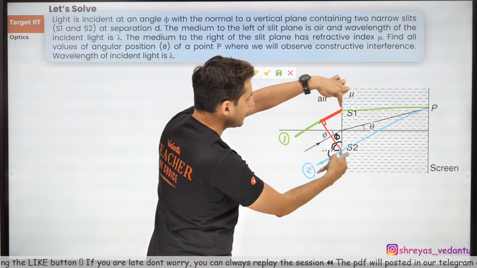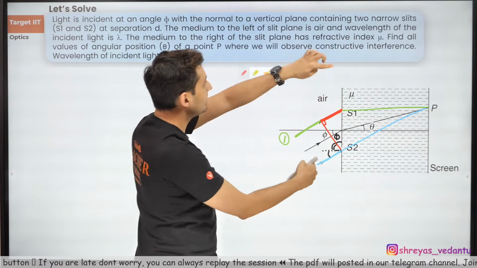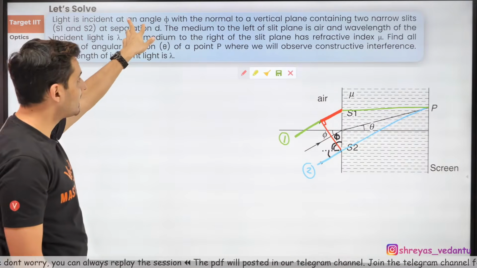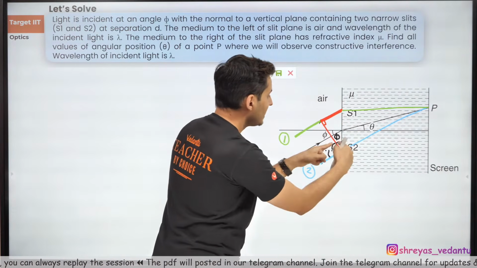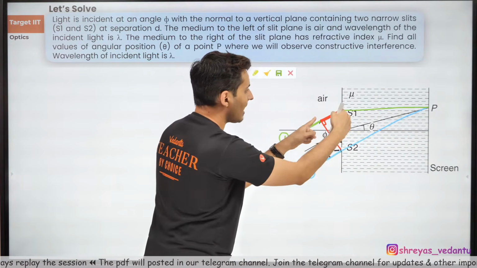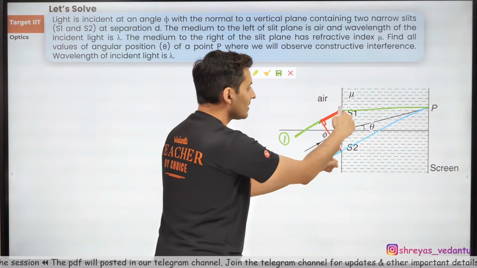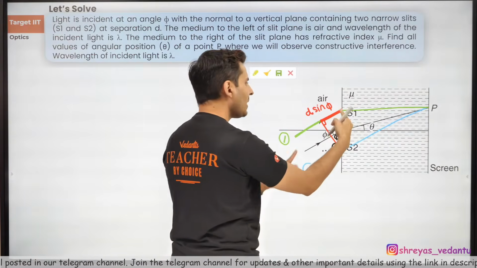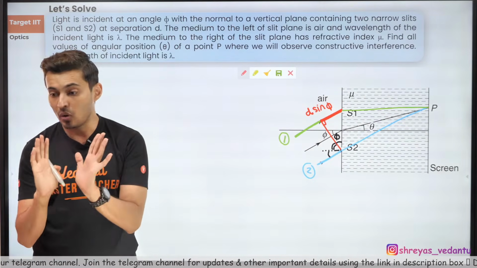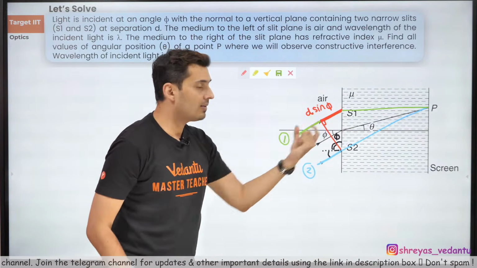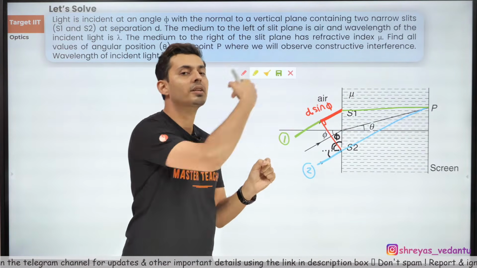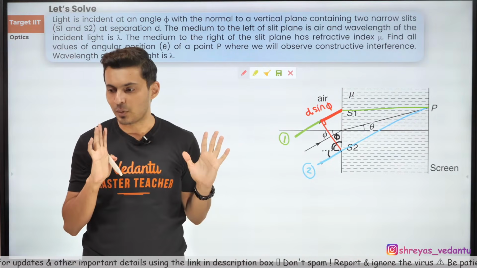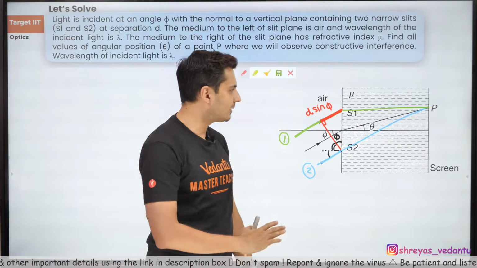If this is the hypotenuse and the distance between S1 and S2 is D, it's clearly mentioned. Hence, this is the side which is opposite the angle. Opposite means sine. This is hypotenuse. So this will be D sine phi. Everybody fine till here? So this ray has traveled D sine phi extra distance. That will be accommodated in the path difference somehow. Don't worry, we'll solve it.